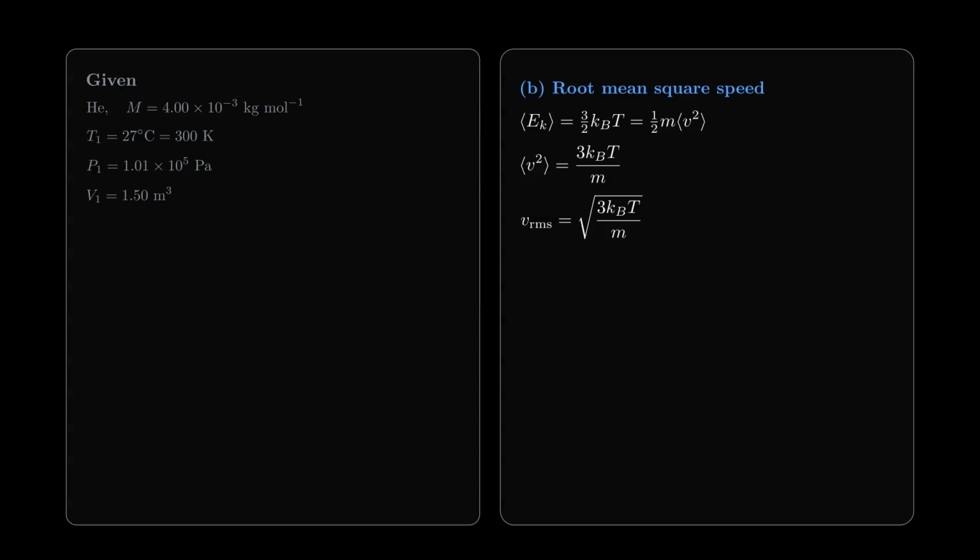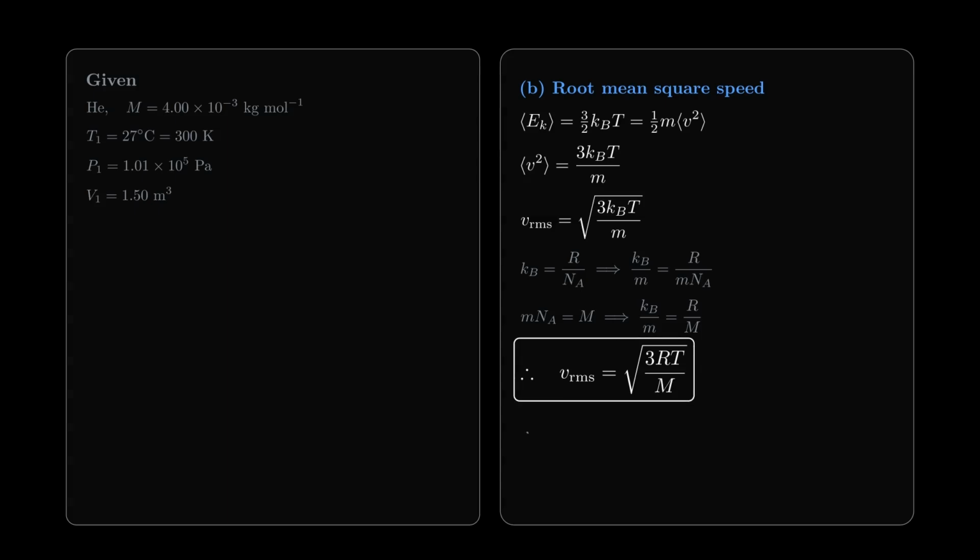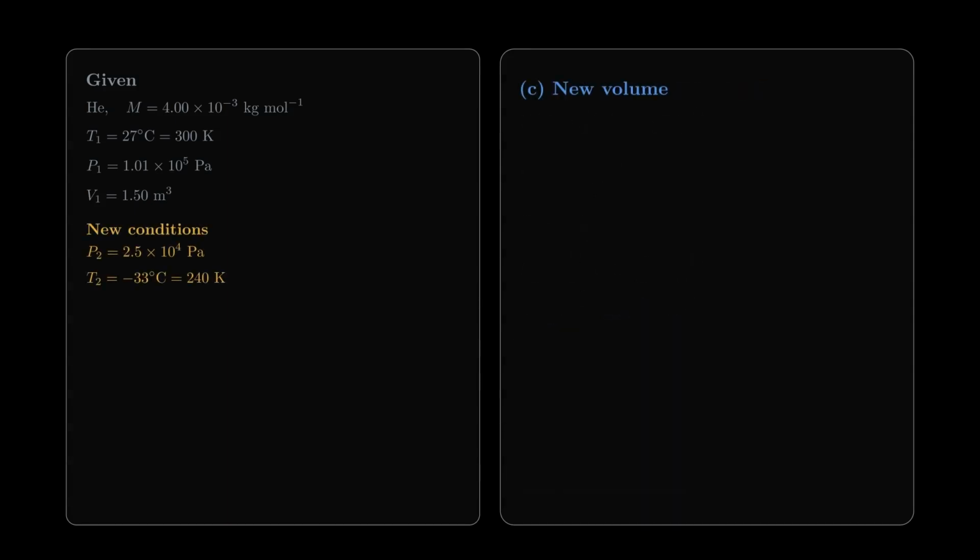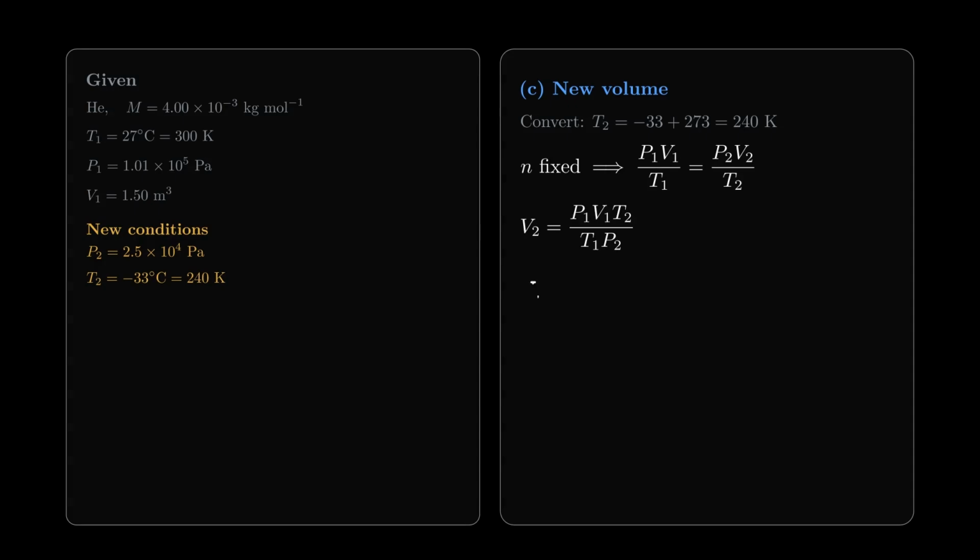But kB over m is equal to R over mNA, but mNA is equivalent to the number of particles times the molar mass. For one particle, this is equivalent to the molar mass capital M. Hence, the result is proved. Numerically, using 4 times 10 to the minus 3 kilograms per mole, we get approximately 1,370 meters per second. Lastly, for the final part, the number of moles is fixed, so we use PV on T as constant. If we plug in our numbers and solve, we get approximately 4.85 meters cubed.